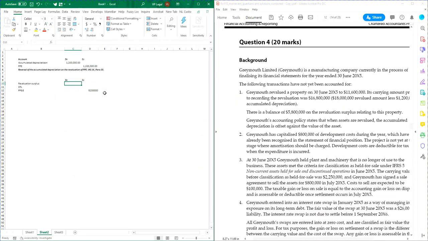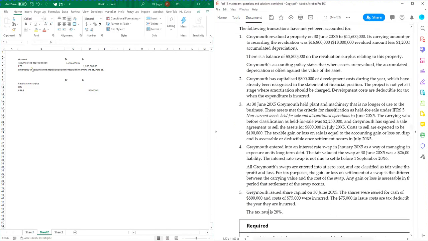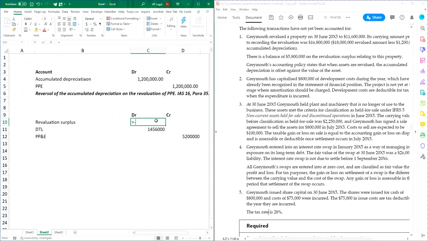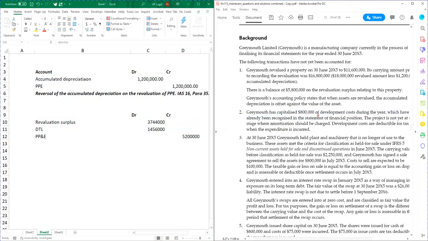The next thing that we want to do is just calculate the DTL, because the revaluation surplus is going to be the difference between the total reduction and the tax value. So to calculate DTL, it's effectively just that times the tax rate, and in this question the tax rate is 28%. So we're going to go equals that times 0.28. And then revaluation surplus is just the difference. Boom, done. So question 1 is done. Question 2.